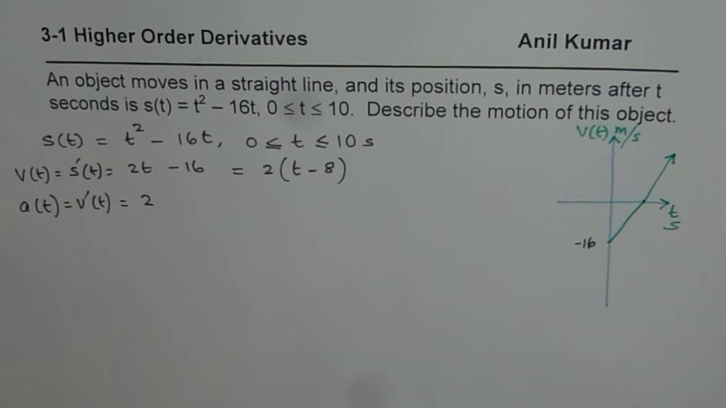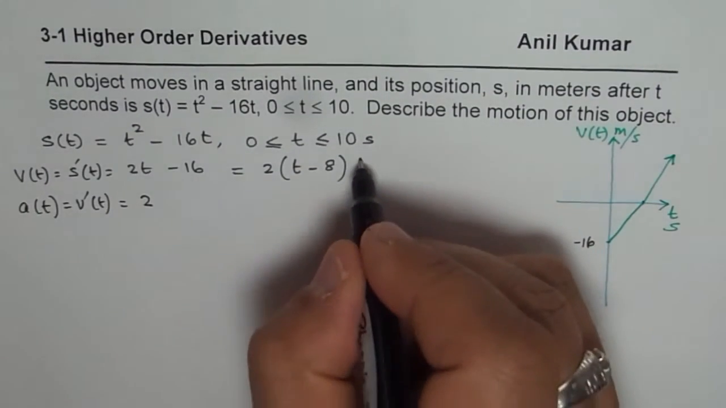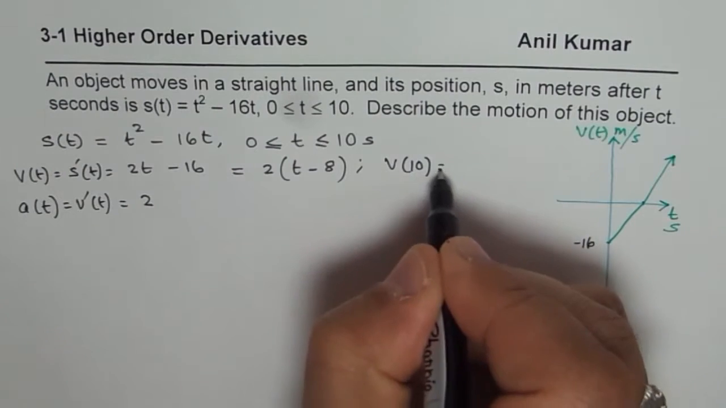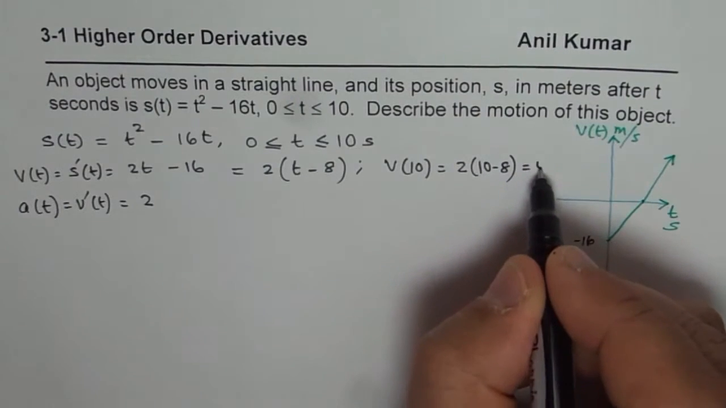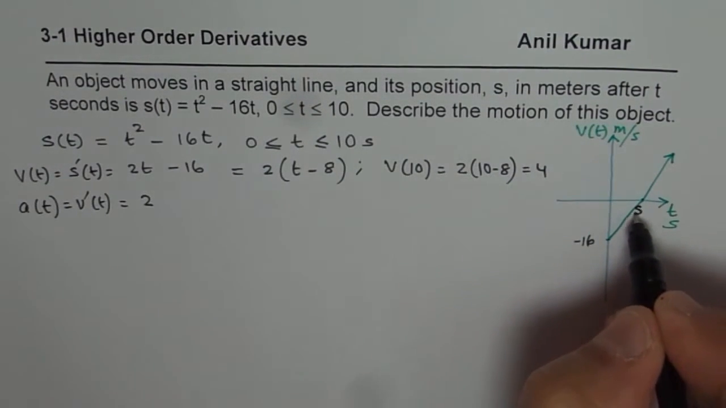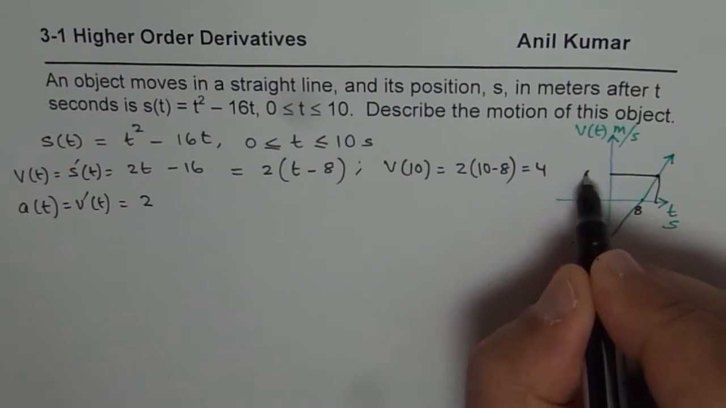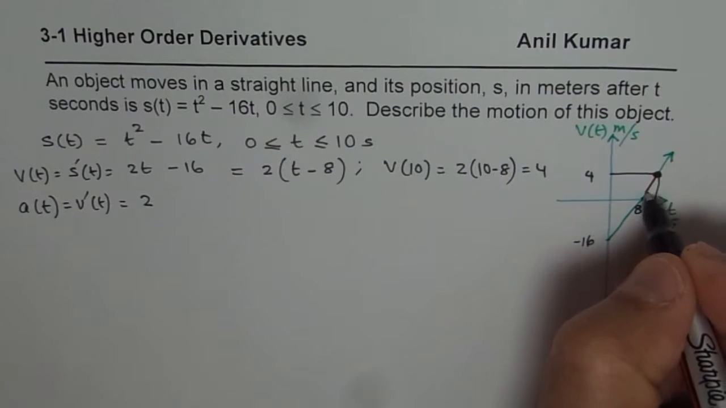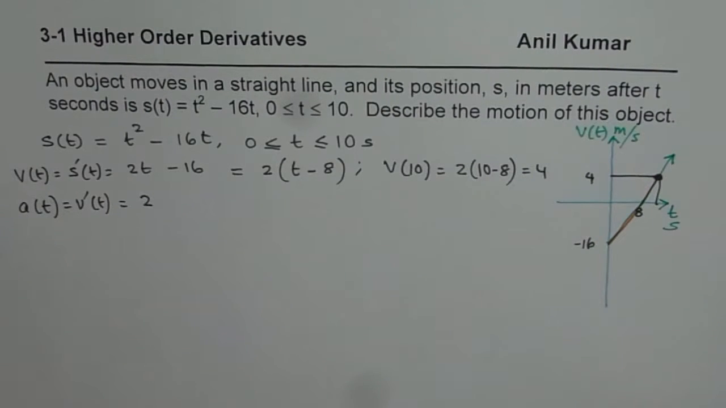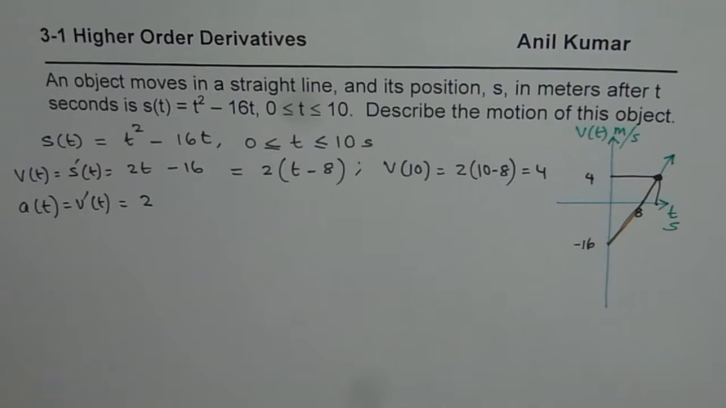We need to stop somewhere since the limit is 0 to 10. So let us find what is the velocity at 10. If I substitute 10 here, I get 2 times 10 minus 8, which is 4, right? So this is at 8, and at 10, let us say this is 10 for us. So this is 4 for us, okay? So our graph is actually from minus 16 to 4. So that is the graph for velocity.